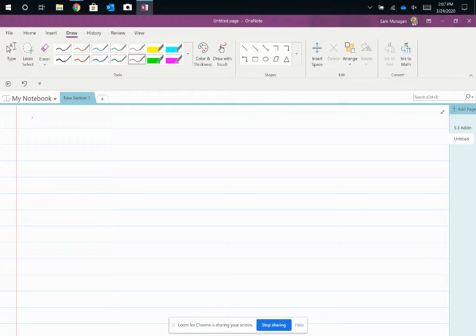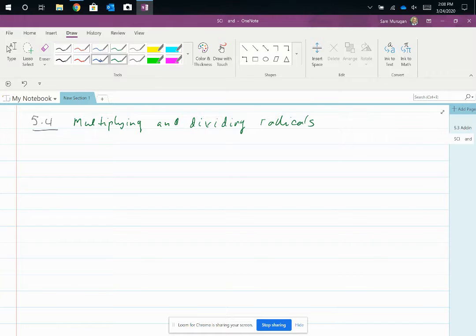So chapter 5.4, which is multiplying and dividing radicals. And we're going to deal first with multiplying.